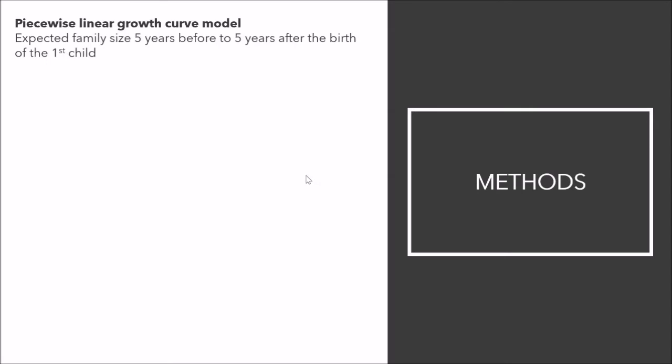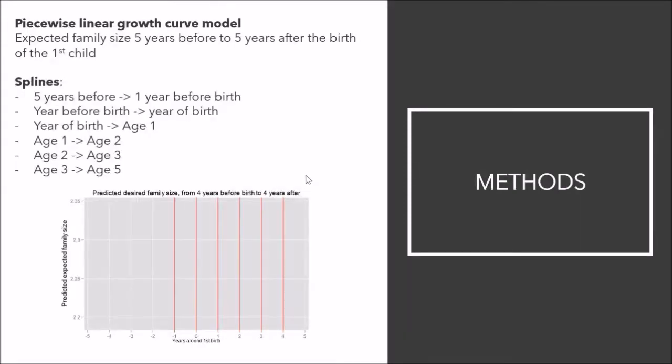So methods: I'm using a piecewise linear growth curve model, and I'm following women from 5 years before their first birth to 5 years after the birth of their first child. And I'm seeing whether their expected family size changes during that time. I also add splines to this model from 1 year before the first birth and then every year after that. The reason I do this is to estimate the regression line for these years to see if there's a real change in slope occurring, and to try and see particularly if the first birth is a catalyst for a change in regression slope.